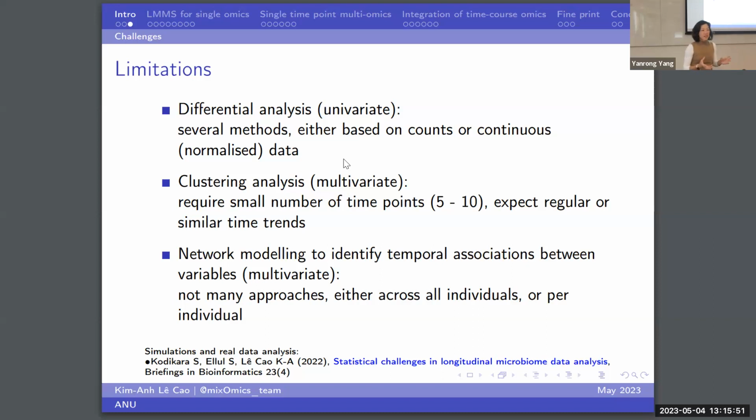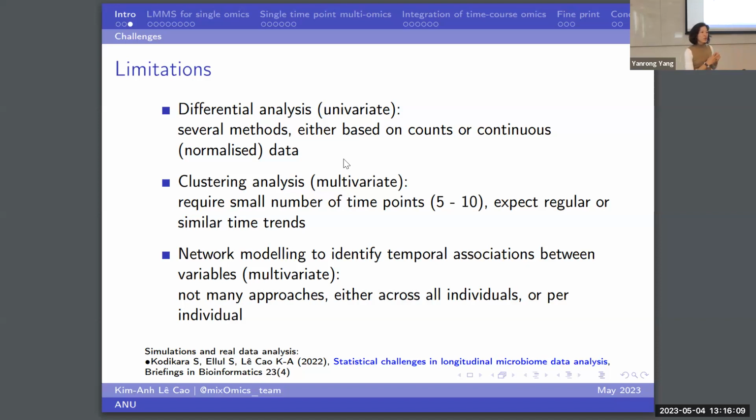For the clustering analysis, this is more a multivariate approach. I think in that field, the problem is that we don't have a lot of time points. All those experiments are extremely costly. They're between $200 to $1,000 per sample per time point. That's why we never have a lot of samples.